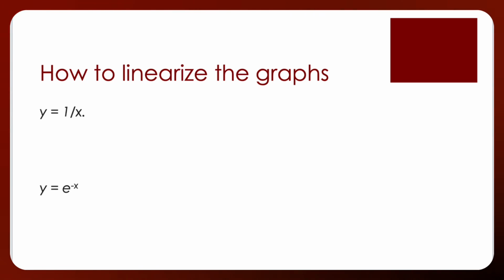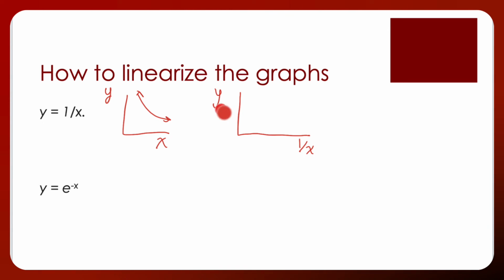So one other thing you need to know is how to linearize the graph. In this case, if my graph looks as it's an inverse to start with, then I need to, on my x-axis, instead of x, I'm going to plot 1 over x and leave y here. This should now give me a straight line.